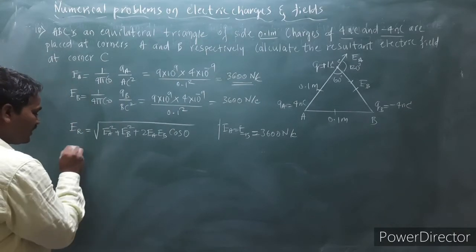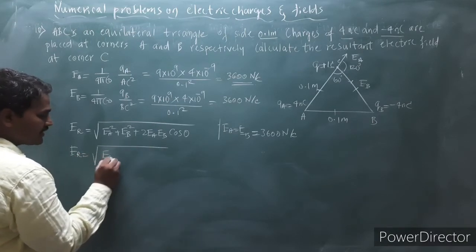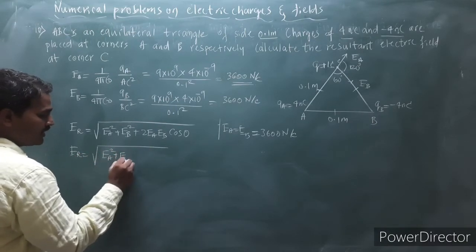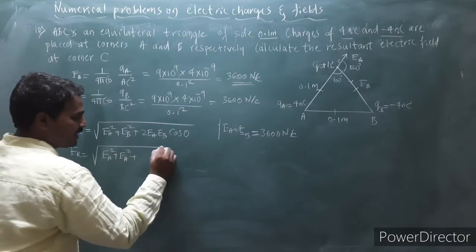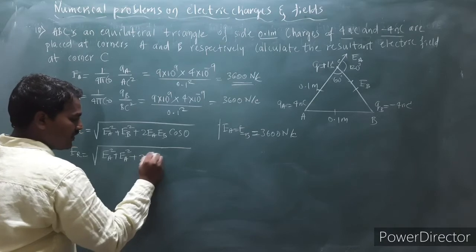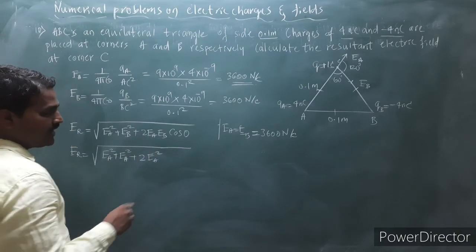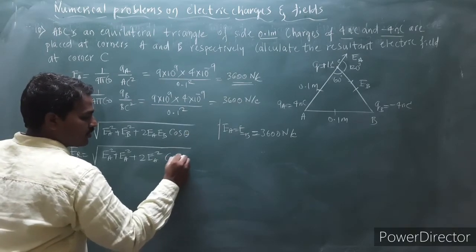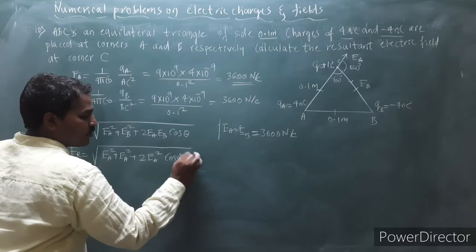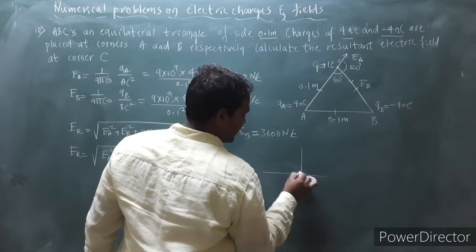So what will I get here? ER is equal to square root of, I can write it as EA square plus EA square, because EA is equal to EB. Plus, here also I will get 2 times EA into EB, which is EA square, into cos of theta. So cos theta is equal to cos of 120 degrees. So cos 120 degree will be in the second quadrant here.